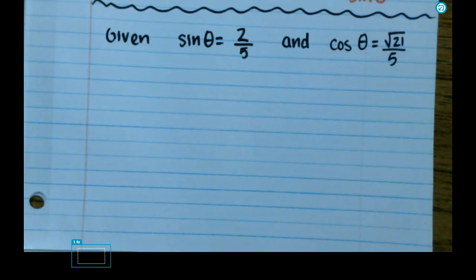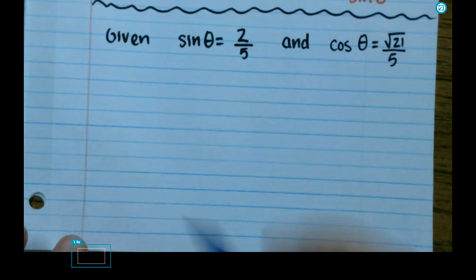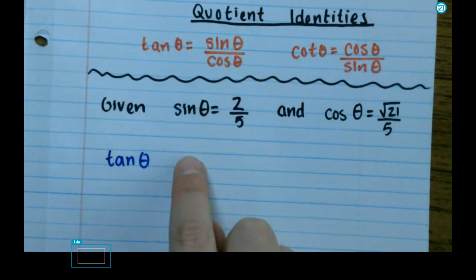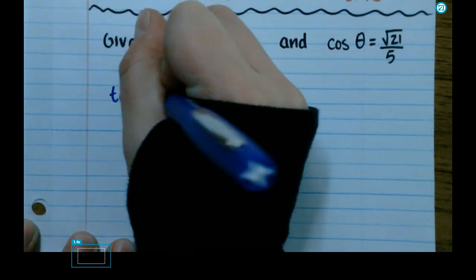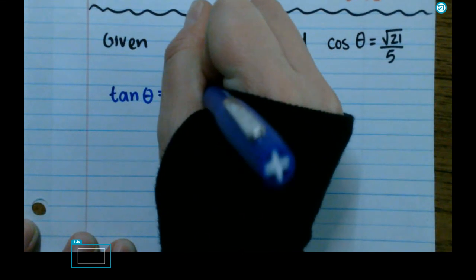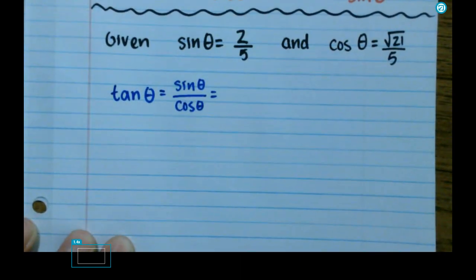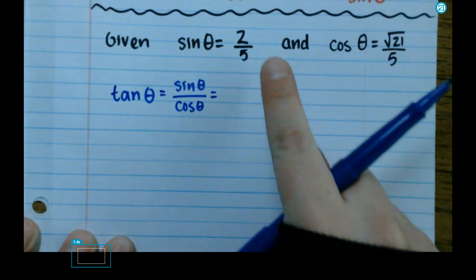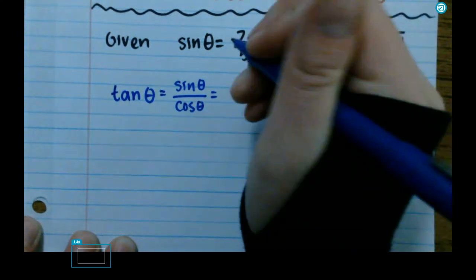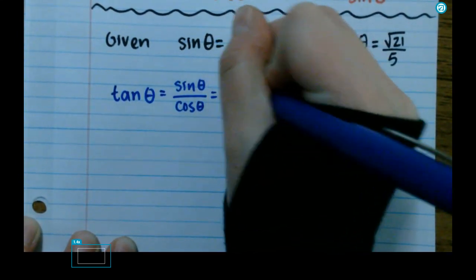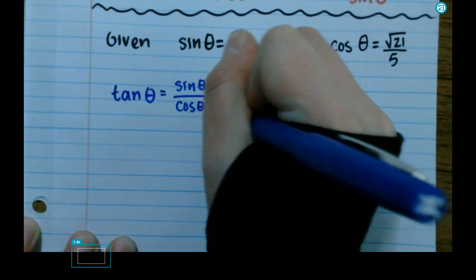The first one we are going to find is tangent. Tangent is just sine over cosine. So we're going to find tangent of theta by using our quotient identity that tangent is sine over cosine. So tangent of theta equals sine of theta over cosine of theta. That's going to be 2/5 over the square root of 21 over 5. 2 over 5 over rad 21 over 5.